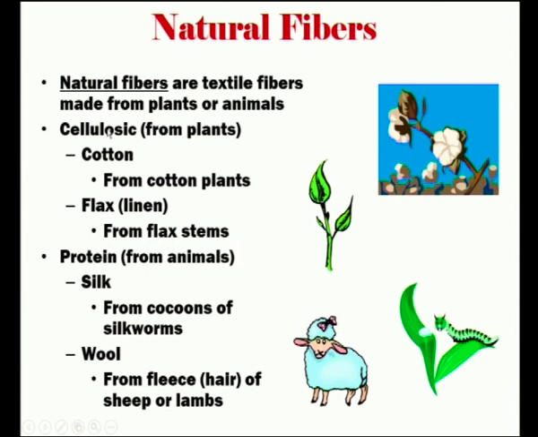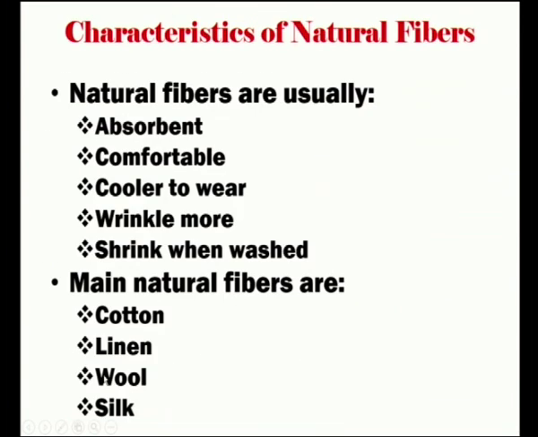Cellulose is an example of natural fibers, which is produced from cotton plants, and another one is flax. This product is also produced from stems. Another is protein: silk and wool belong to protein fibers. Silk comes from cocoons of silkworms, wool from the fleece of sheep or lambs. So, these are all the sources for producing wool.